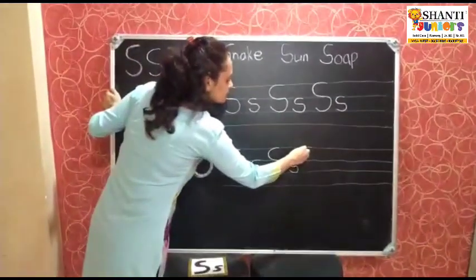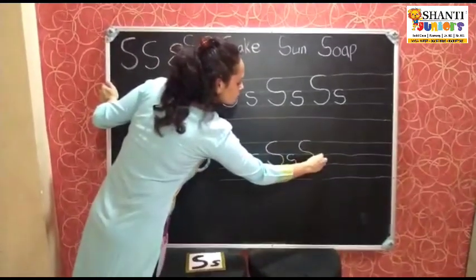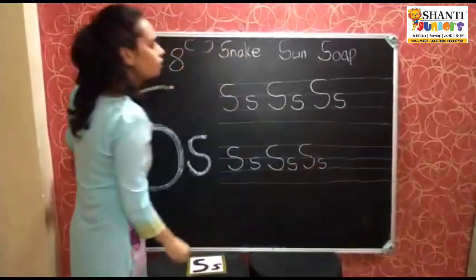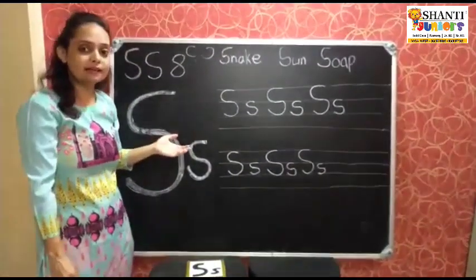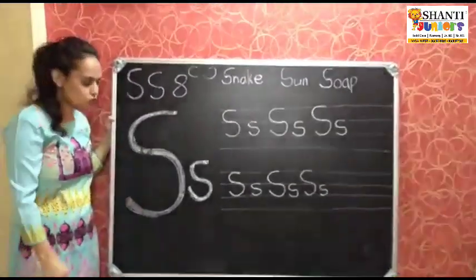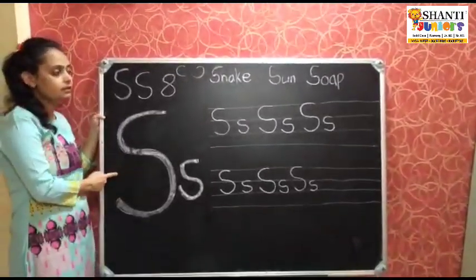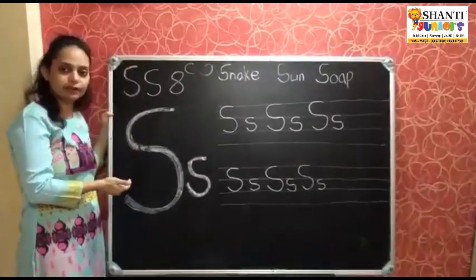S for snake. S for socks. S for sun. S for sunflower. So all these words start with letter S, children. So this is very simple, children. And if you are not able to do it, make dots first and then do it, okay?